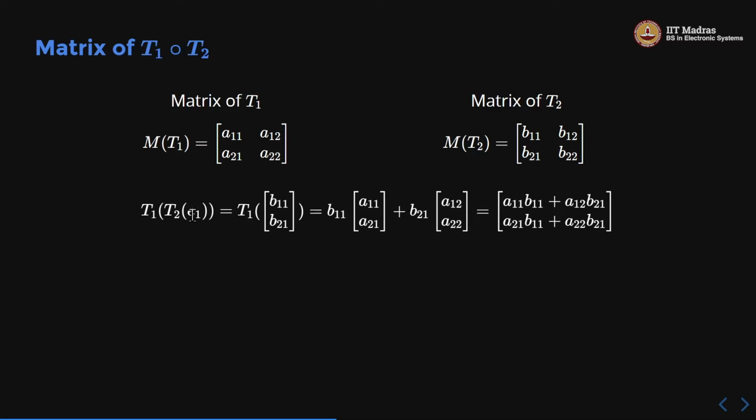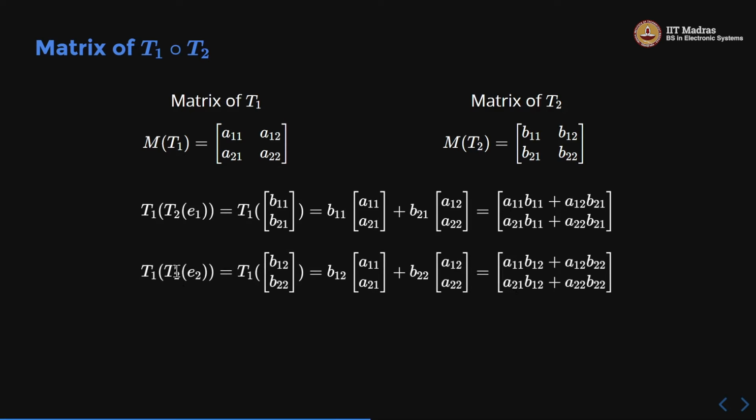So how do I find T1 of T2 of E1? I have to first do T2 of E1. What is T2 of E1? It's just B11, B21, sorry, the first column, right? And then T1 of this is what? Just this matrix multiplied by B11 and B21, right? That I know what to do. Just B11 multiplying the first column plus B21 multiplying the second column and adding. So you get this expression. Notice what you get here: A11 B11 plus A12 B21, and A21 B11 plus A22 B21. Is that okay? So this is what I get when I do T1 of T2 of E1. I found already what is T1 of T2 of E1. Now what do I do for T1 of T2 of E2? The same thing. Okay, T1 of T2 of E2.